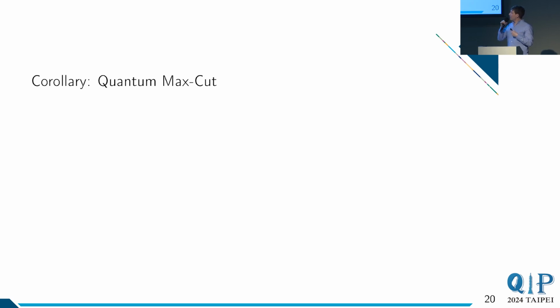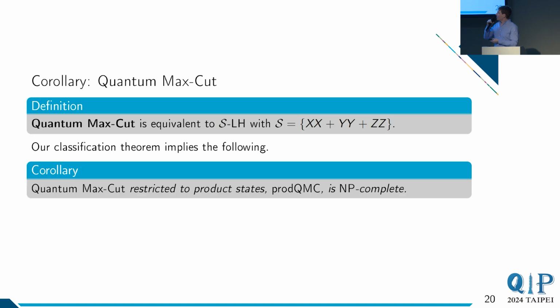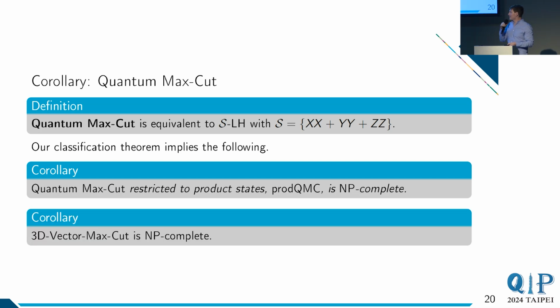Okay, and we want to mention an implication of our classification for the quantum max cut problem. The quantum max cut model is equivalent to SLH, but with the XYZ interaction. And our classification says that product states in the quantum max cut model are NP complete. This is also equivalent to showing that the 3D vector max cut problem is NP complete. Quantum max cut has been very popular recently, so we thought that showing that these product states in this model are hard should be mentioned.